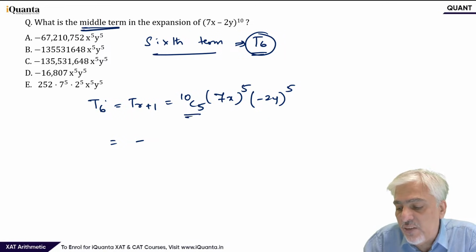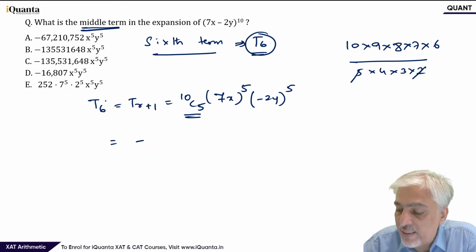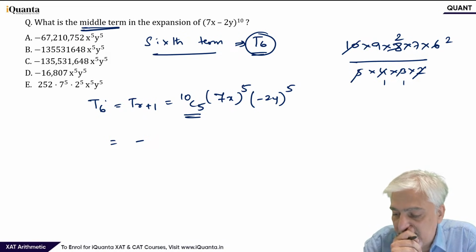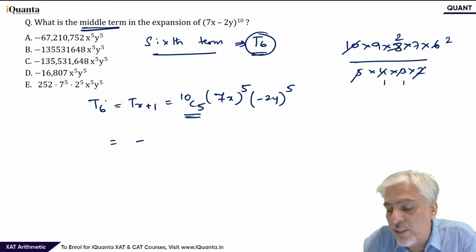How much is 10C5? 10 into 9 into 8 into 7 into 6 upon 5 into 4 into 3 into 2 into 1. 5 twos are 10, 10 cut. 4 ones are 4, twos are cut. 3 ones are 3, twos are cut. So what are we left with? 63 fours are 252. Right? So 252 into 7 raised to 5 into 2 raised to 5.